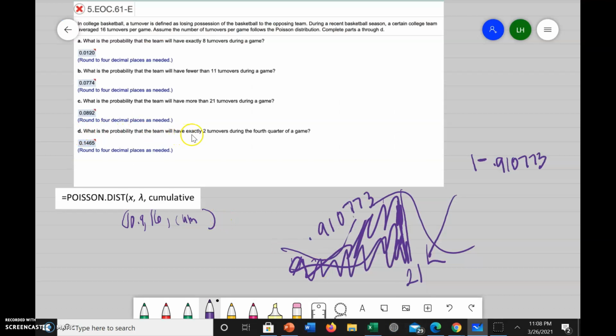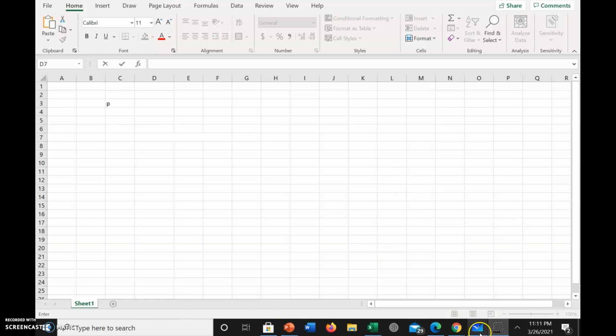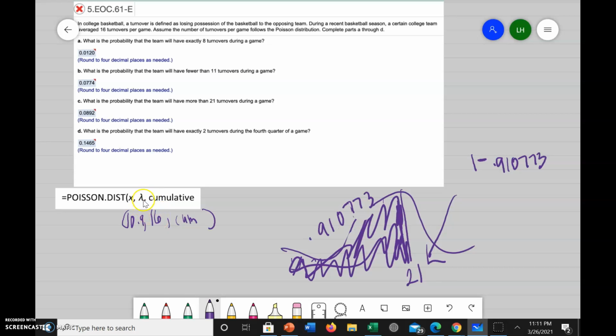And then the probability the team will have exactly 2 turnovers during the fourth quarter of a game. So we're going to have to change lambda, which is our mean. And now we're just talking about the fourth quarter. So if we average 16 turnovers per game, 16 per game divided by 4 quarters means we average about 4 turnovers per quarter. So 4 turnovers in the fourth quarter.